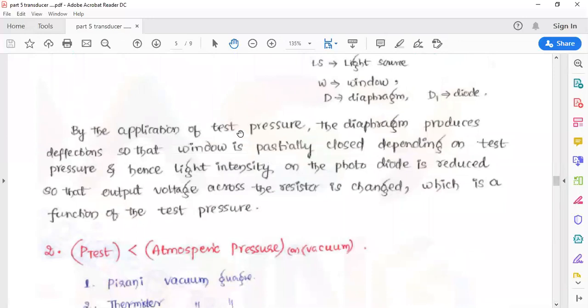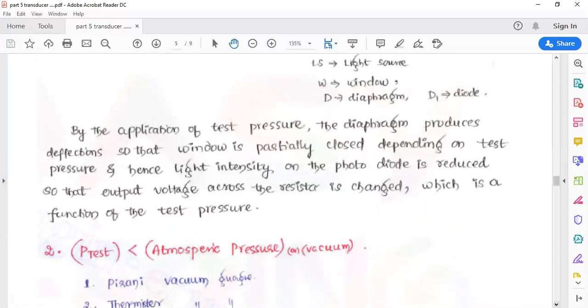Now, by the application of test pressure, the diaphragm produces deflection so that the window is partially closed depending on the test pressure, and hence light intensity on the photodiode is reduced so that the output voltage across the resistor is changed, which is a function of the test pressure.